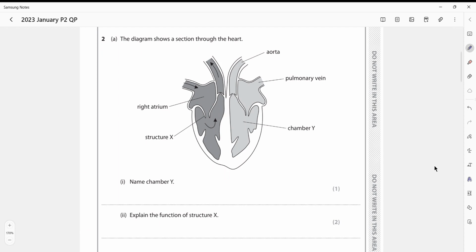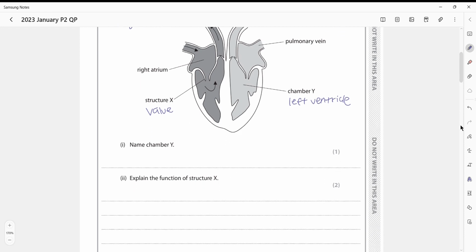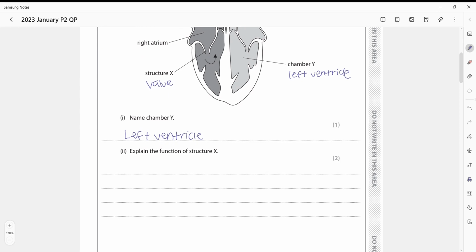The diagram shows a section through the heart. Part 1 says name chamber Y. So let's name both of these structures first. So this is the right side of the heart, and this is the left. So structure X here, this is a valve. So the valve prevents backflow of the blood. And then chamber Y here is the left ventricle. So actually, let's write that down here. So name chamber Y, that is the left ventricle.